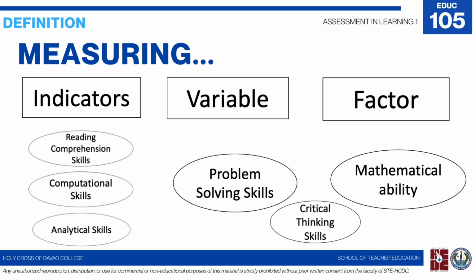So if a student solves math problems well, the indicator is solving correctly. The variable is problem-solving skill, and the factor, which later will be considered as a deferred outcome, is the mathematical ability.